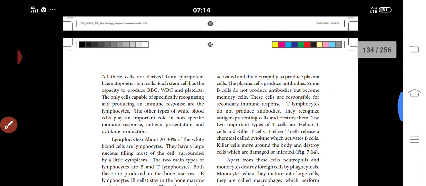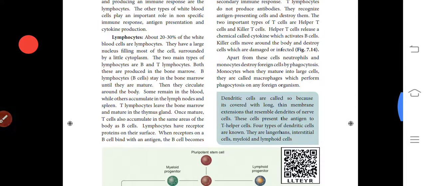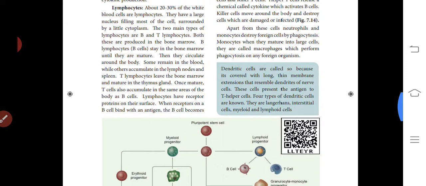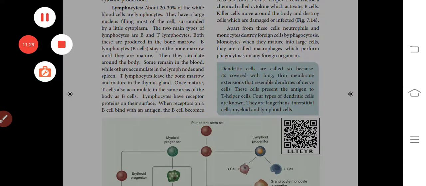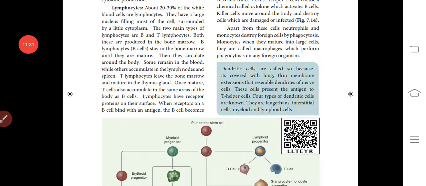So next one is lymphocytes. Lymphocytes are about 20 to 30% of the white blood cells. They have a large nucleus filling most of the cell, surrounded by a little cytoplasm. There are two types of lymphocytes, B and T lymphocytes, both produced in the bone marrow.